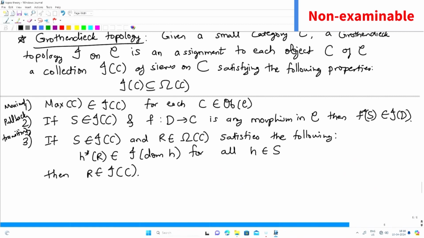This is a complicated axiom, but it's also very useful. Well, this is the definition of a Grothendieck topology, but you won't really understand much unless I give you some examples. So let's look at some examples.